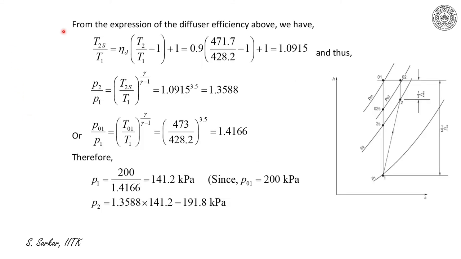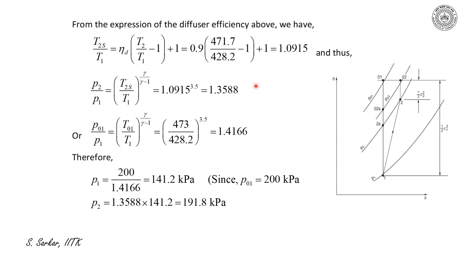Thus, I have got exit temperature of fluid as 471.7 K. From the expression of the diffuser efficiency, we can write T2S by T1 is equal to eta D within bracket T2 by T1 minus 1, plus 1. Now eta D is the diffuser efficiency. We have already evaluated the value of T2 and T1. Hence, T2S by T1 is equal to 0.9 within bracket 471.7 divided by 428.2 minus 1, plus 1. If we evaluate this, you will get 1.0915.